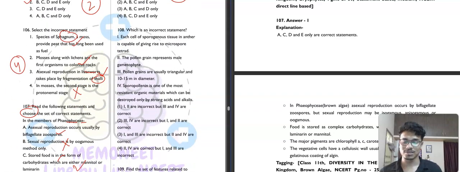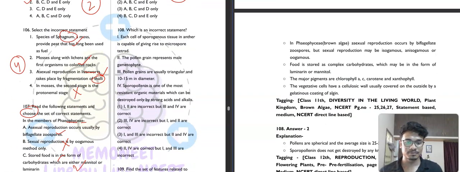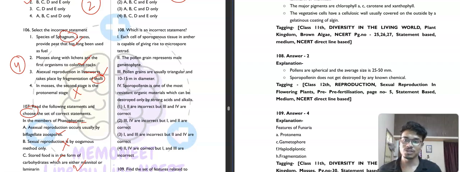Moving to the next question. Which is an incorrect statement? Okay, so which is an incorrect statement? First, it is saying that each cell of sporogenous tissue in the anther is capable of giving rise to a microspore tetrad. Do you think this is correct? Okay, this is absolutely correct. Then the pollen grain represents the male gametophyte. You know that the pollen grain represents the male gametophyte. And pollen grains are usually triangular and 10 to 15 meter in diameter. This is not correct. Pollen grains are basically spherical. The average size is 20 to 50 micrometer.